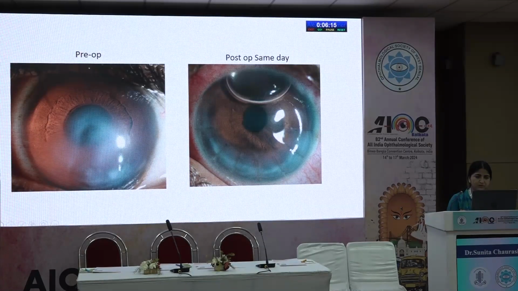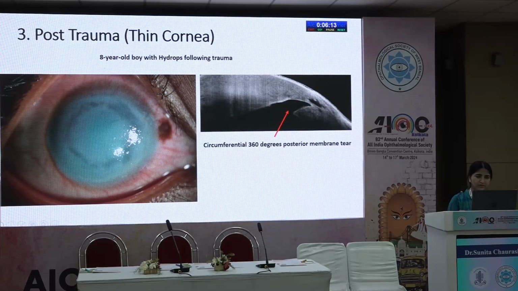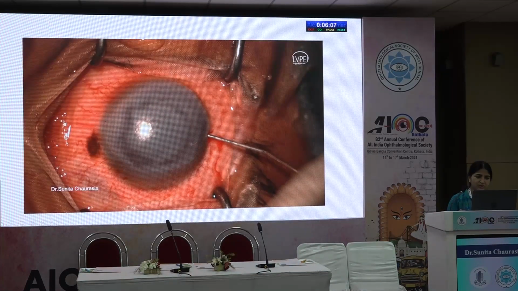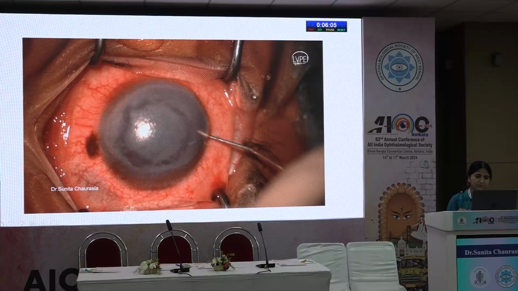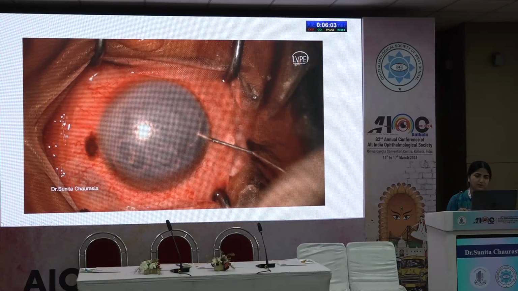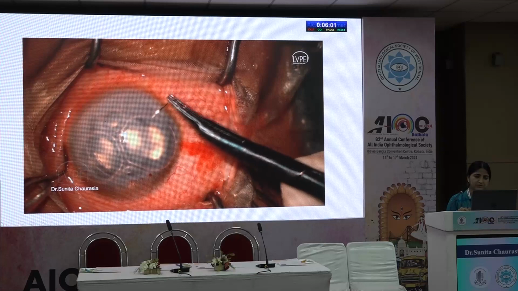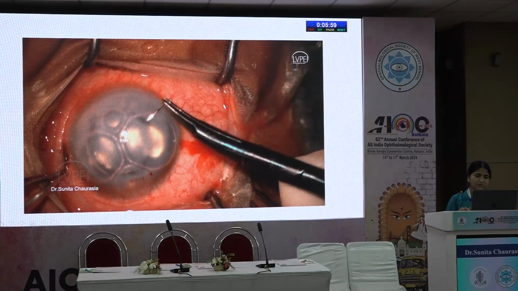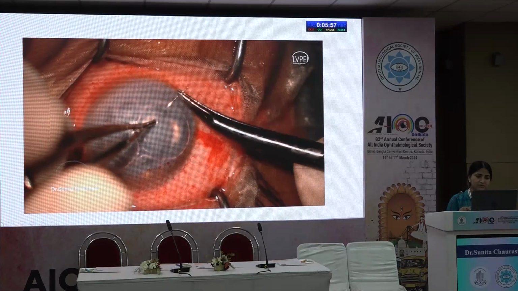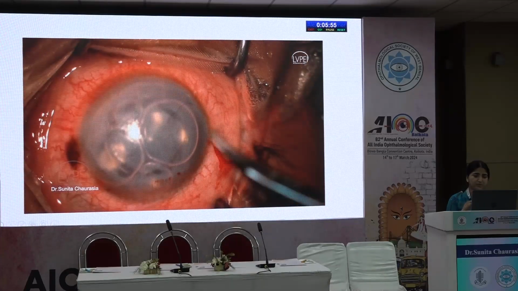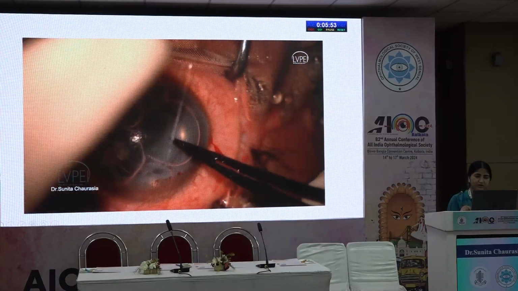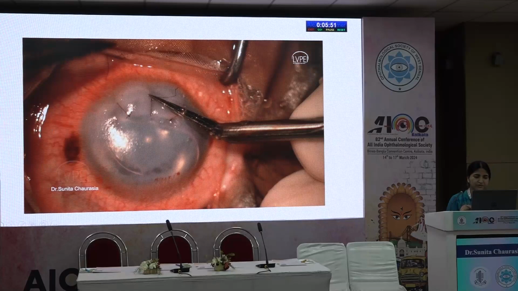I'm skipping this one. And this was another case of a thin cornea which presented with a 360 degrees breach in the posterior membrane. Was managed in a similar way by making a side port, thereafter an air bubble, and the sutures are again placed in the area where you see a relative translucency in the mid-peripheral region. The sutures are placed in this case radially because we are able to know the site of the defect, and this is perpendicular to the site of the tear.